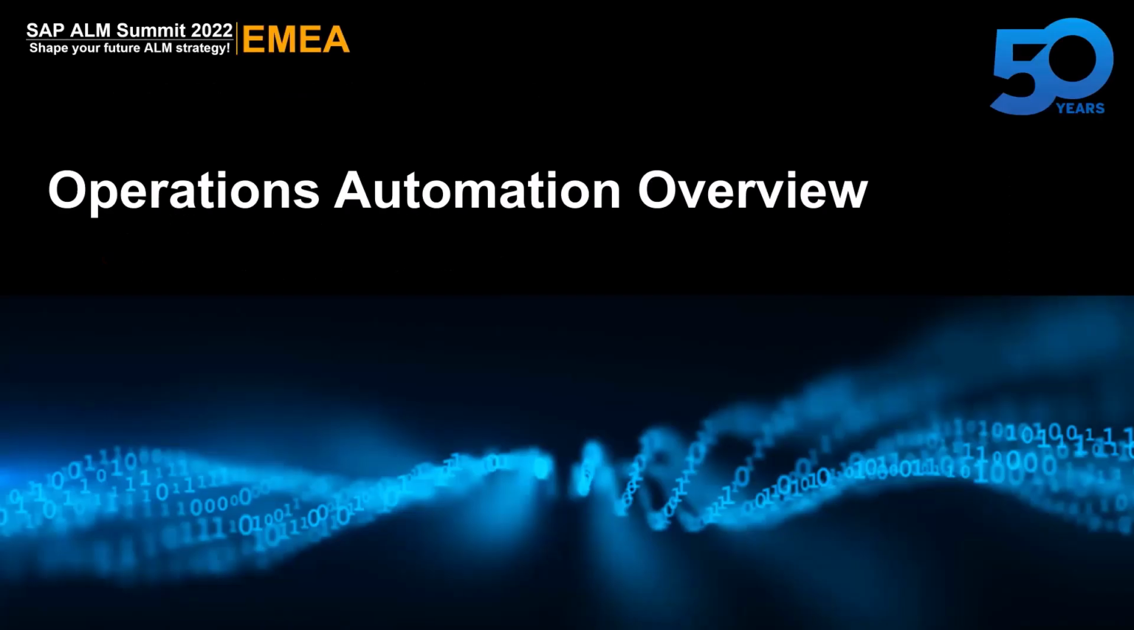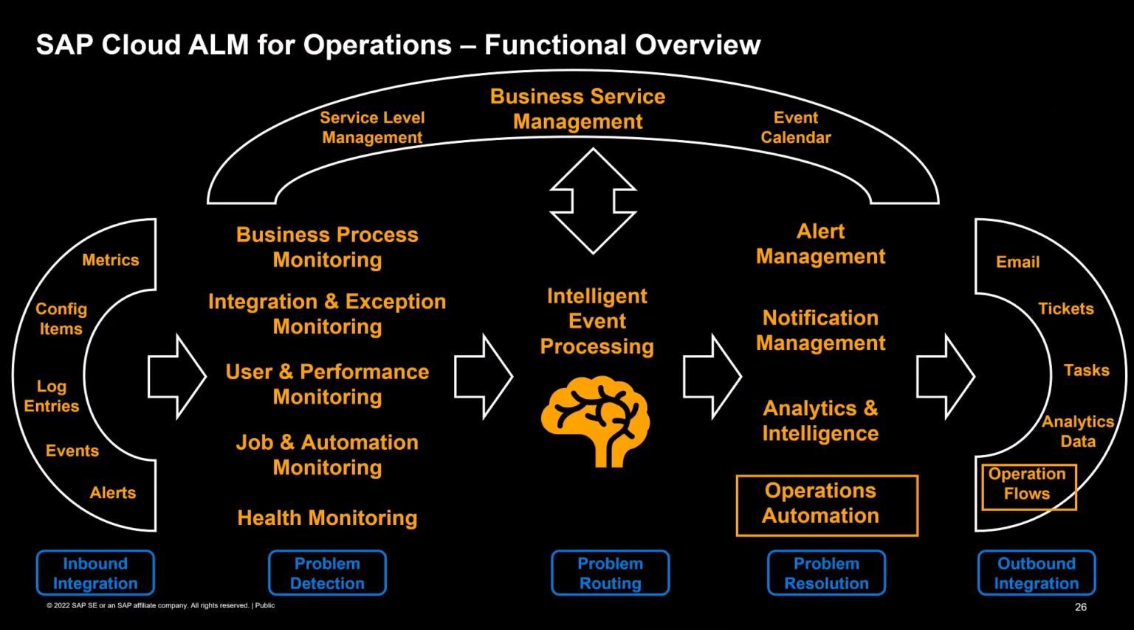So let's drill deeper into operations automations. First of all, we have a look at the big picture of SAP Cloud ALM for operations. Here, in the middle of everything, we see intelligent event processing, and then we see the different outbound capabilities that intelligent event processing can trigger. And one of them is operations automation.